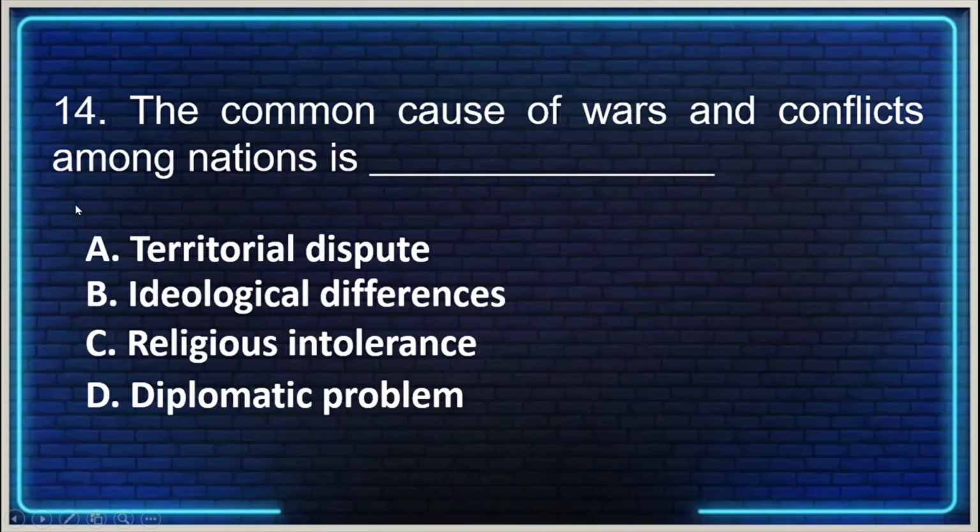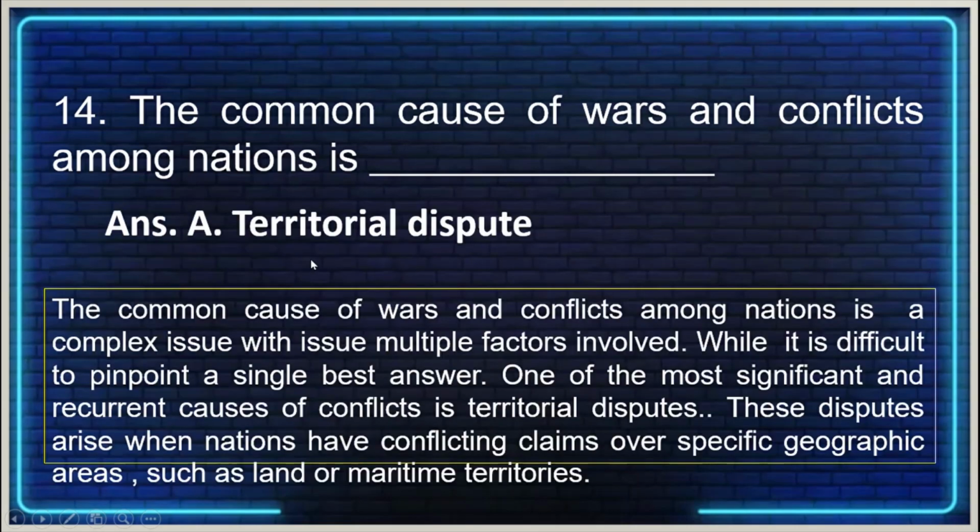Number 14, the common cause of wars and conflicts among nations is blank. A. Territorial dispute. Letter B. Ideological differences. C. Religious intolerance. And D. Diplomatic problem. The answer is territorial dispute.